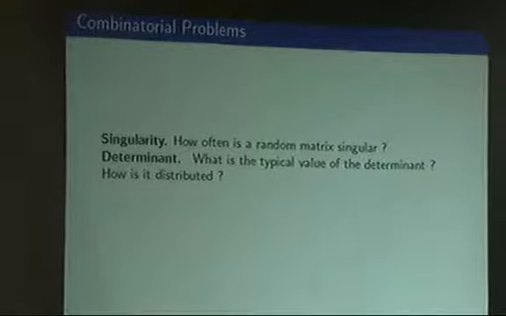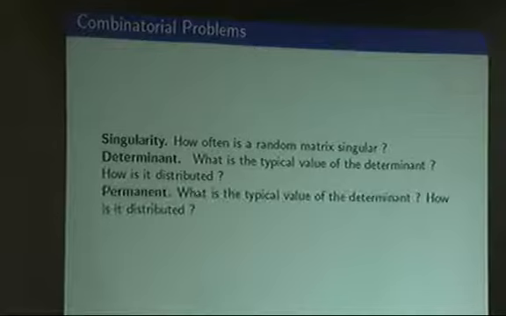Namely, most of the time it will be a full rank matrix, meaning that the determinant will not be zero. So the next question is: if the determinant is typically not zero, then what is it? What is a typical value of the determinant? A parallel question is: if you replace the determinant by the permanent, then you can ask the same question, just because of the similarity.